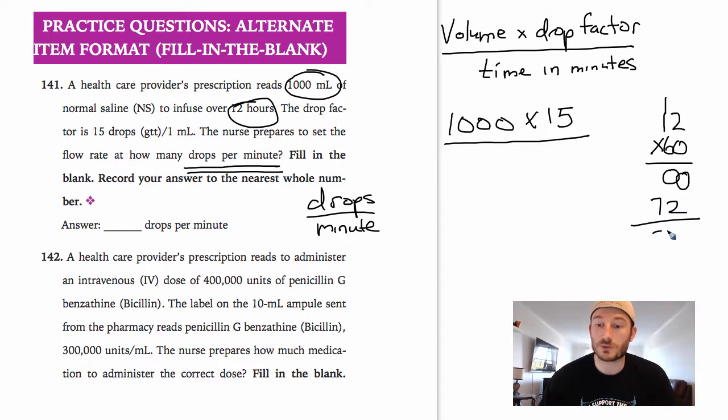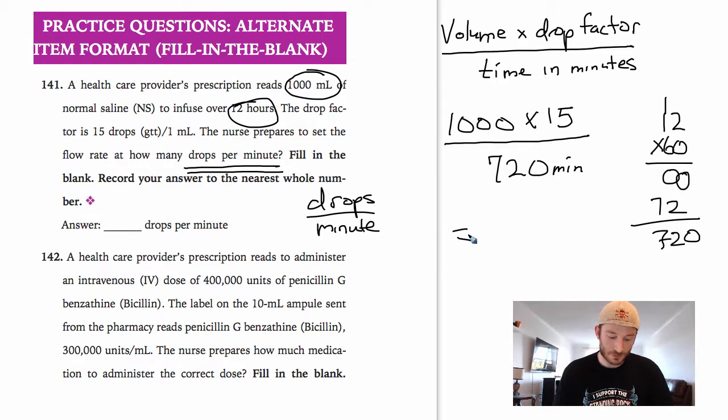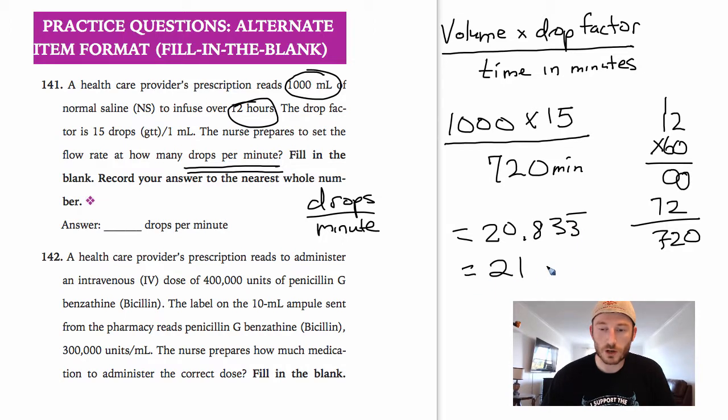You can use the calculator. I'm just doing it over here. So 720. So now I'm definitely using the calculator. So that's 720 minutes. Now let's pop it in. That is 1,000 times 15 equals, divided by 720, 20.833 repeating, which is just 21 drops, and I should really put GTT, but I'll just put drops for now, drops per minute. That's your answer. So we can put that right in there.